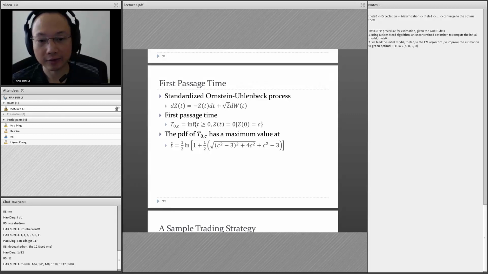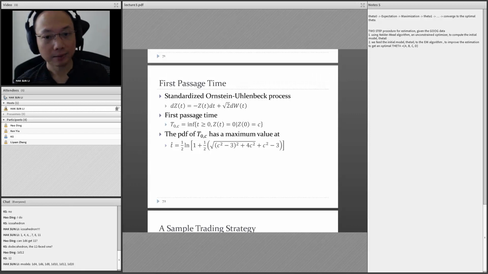this PDF stands for probability density function, and this probability distribution has a peak value at this particular time. In other words, among all the times possible, this T hat is the most likely time that the process will get back down to 0 from C. Okay. Let me repeat this.